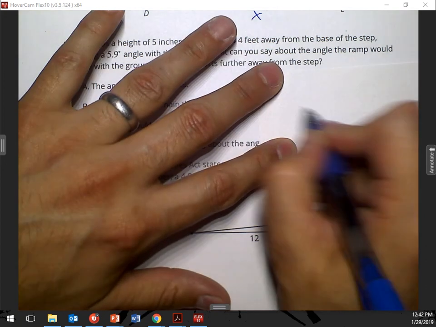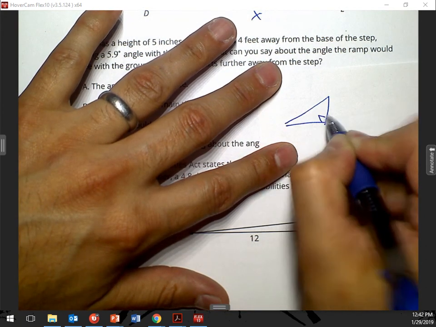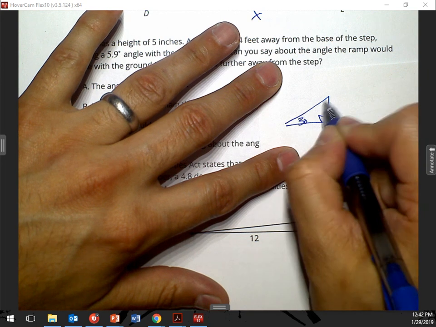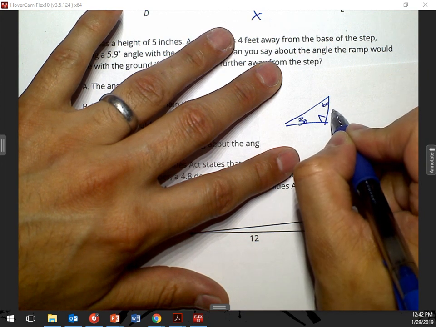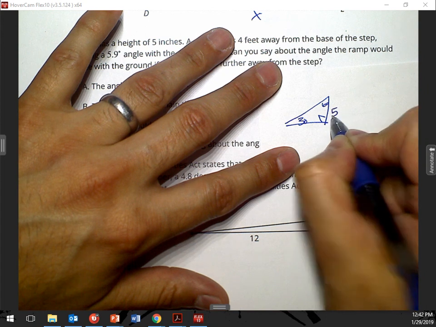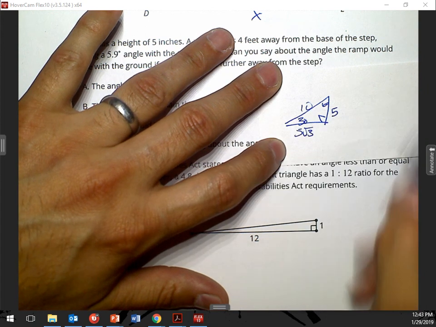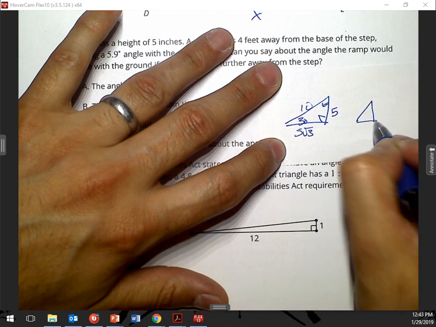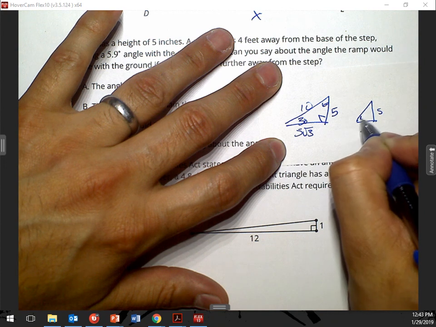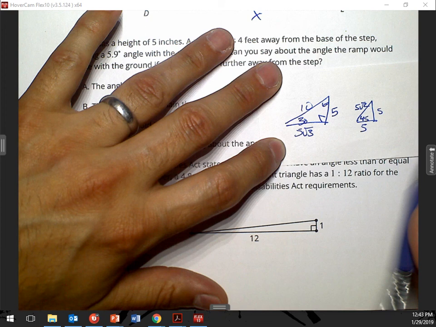So let's look at ones that we know. We know 30, 60, 90, right? So this is going to be 5, 5 root 3, and 10. Okay, so it's going to be this. And then if I look at another one, it's going to be 5, and this is going to be 5. This is my 45, 45, and this one's going to be 5 root 2.